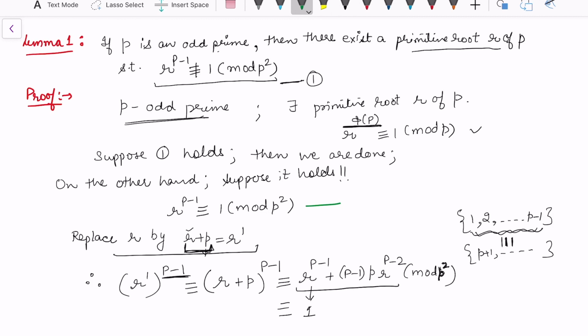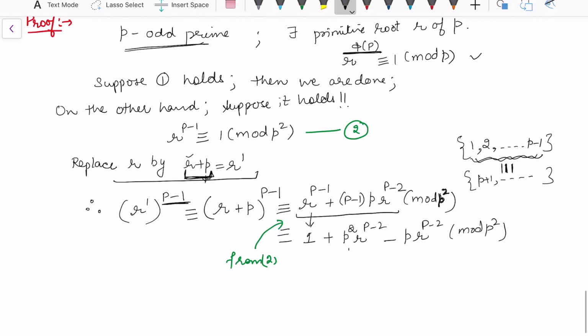So let me consider this equation number as 2. So this holds from 2. And the other quantity is plus p minus 1 into p into this. So once I multiply, I get p square r to the power p minus 2 minus p times r to the power p minus 2 modulo p square. Again, this quantity p square r to the power p minus 2 is congruent to 0 modulo p square. So this means I am only left with 1 minus p into r to the power p minus 2 modulo p square.